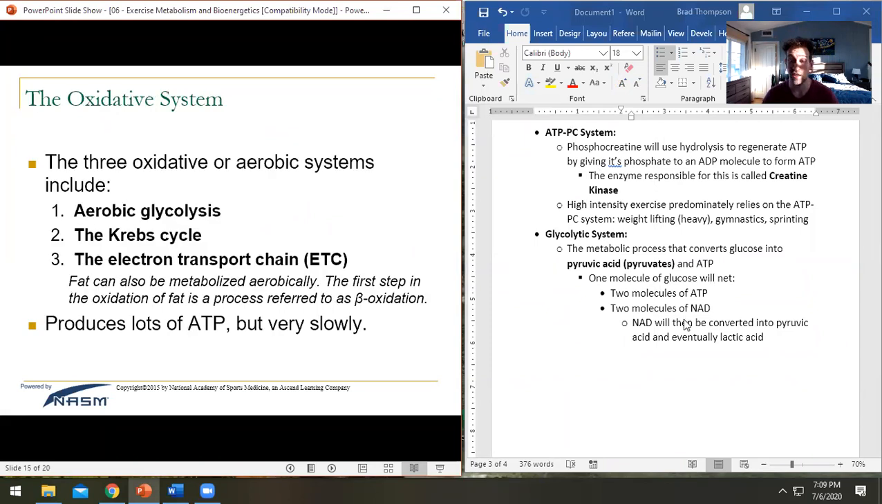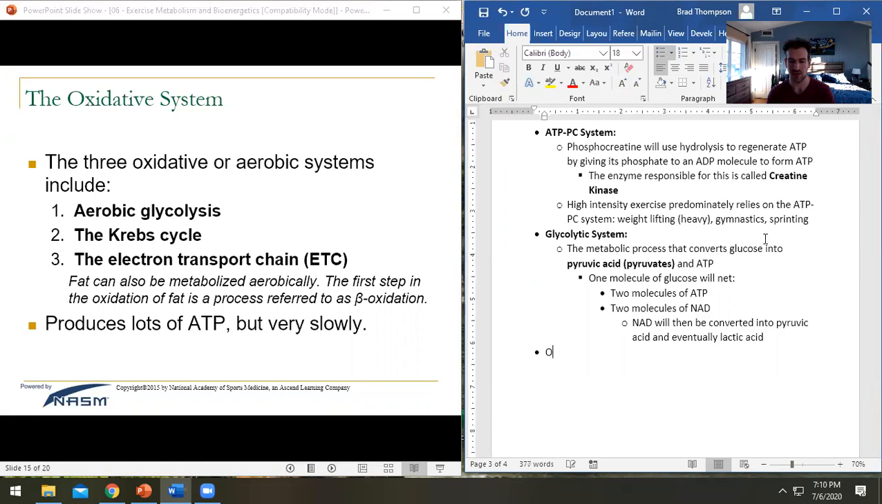All right, so let's look at our oxidative system. This one's very intense. I mean, it's very complicated compared to the other systems because it does have a lot of different reactions here. And then obviously it's relying on byproducts rather than just an immediate fuel source.